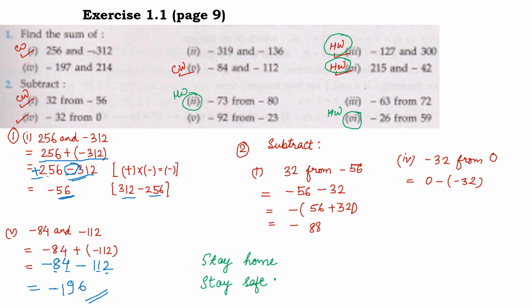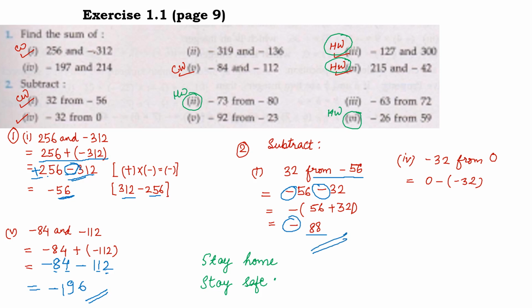Let us do some subtraction. Question number 2, subpart first. Subtract 32 from minus 56. Whenever we say from, the last number is written first. Means minus 56 minus 32. Now again both of them have the same sign. So what I will do? I'll put the negative sign outside and I will add both the digits. 56 and 32, when these two numbers are added, we'll get the answer as 88. Since both of them have a negative sign, the answer will also have a negative sign.